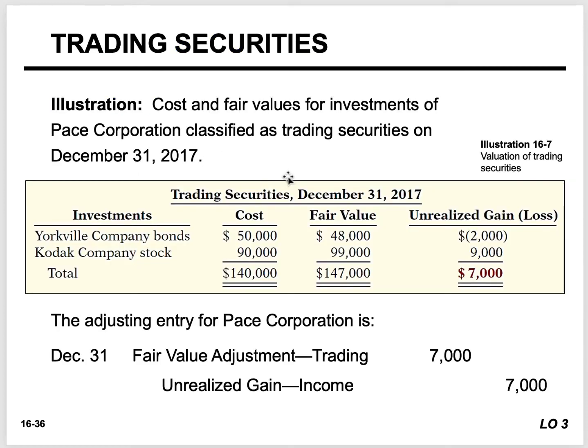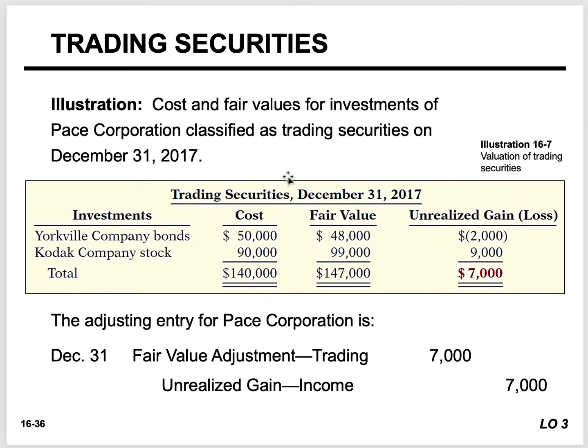Okay, so here's an example. We talked about how we report. We report at fair value if we have trading or available for sale, right? Where we report that differs. Trading securities are reported at fair value, and the changes are recorded on the income statement. Available for sale, what are they reported at? They're reported at fair value, but any changes in value are reported in the equity section.